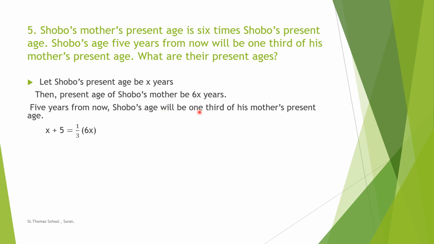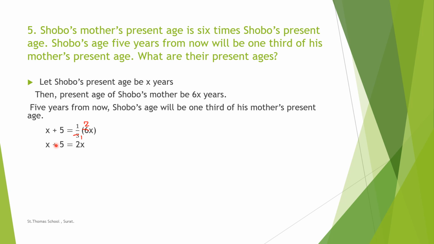Shobo's age is x. After 5 years, it becomes x plus 5 is equal to 1/3, means 1 by 3, of means put multiplication, that is bracket. His mother's present age, that is 6x. Clear? Now we can cut here, that is 3 ones are 3 and here 3 twos are 6. So we'll get x plus 5 is equal to 2 into x, that is 2x.